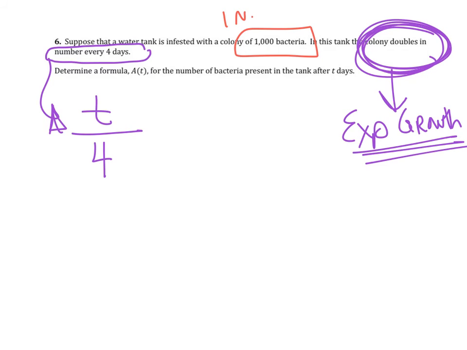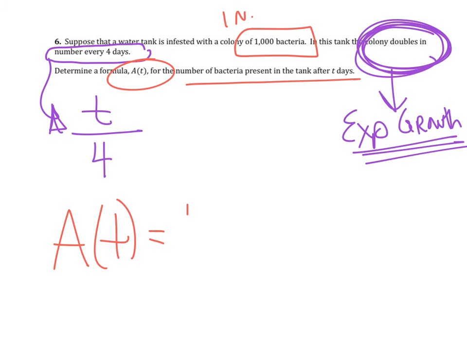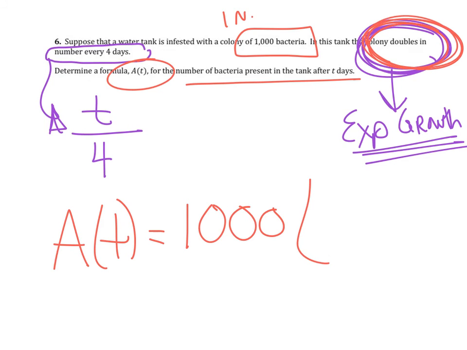So now let's go ahead and write a formula for A of t. So A of t equals the number of bacteria after t days. So I'm going to start with 1,000 bacteria. It's doubling, so that makes my rate obvious. That makes it a 2. And it's not happening every day, so not just to the t, it's happening every 4. So I'm going to divide that by 4.